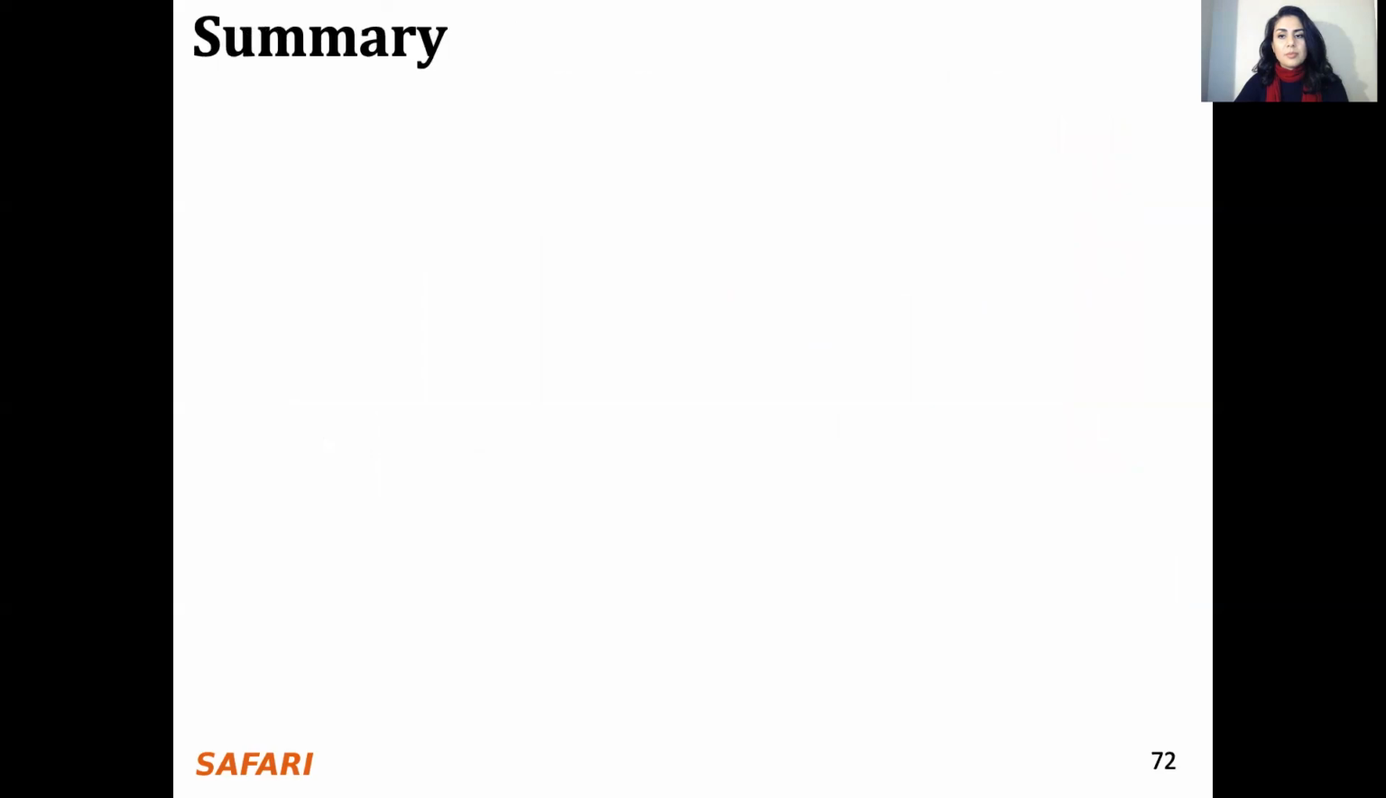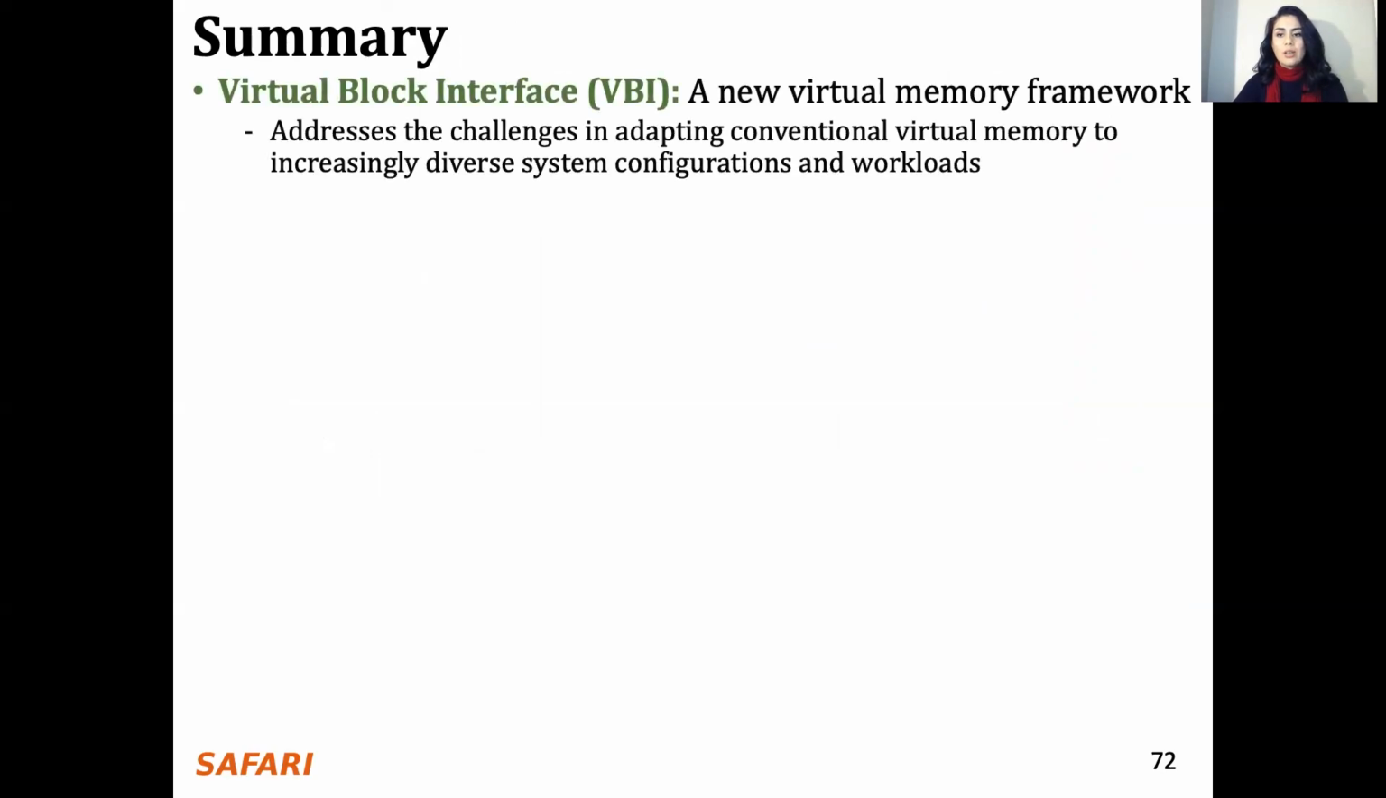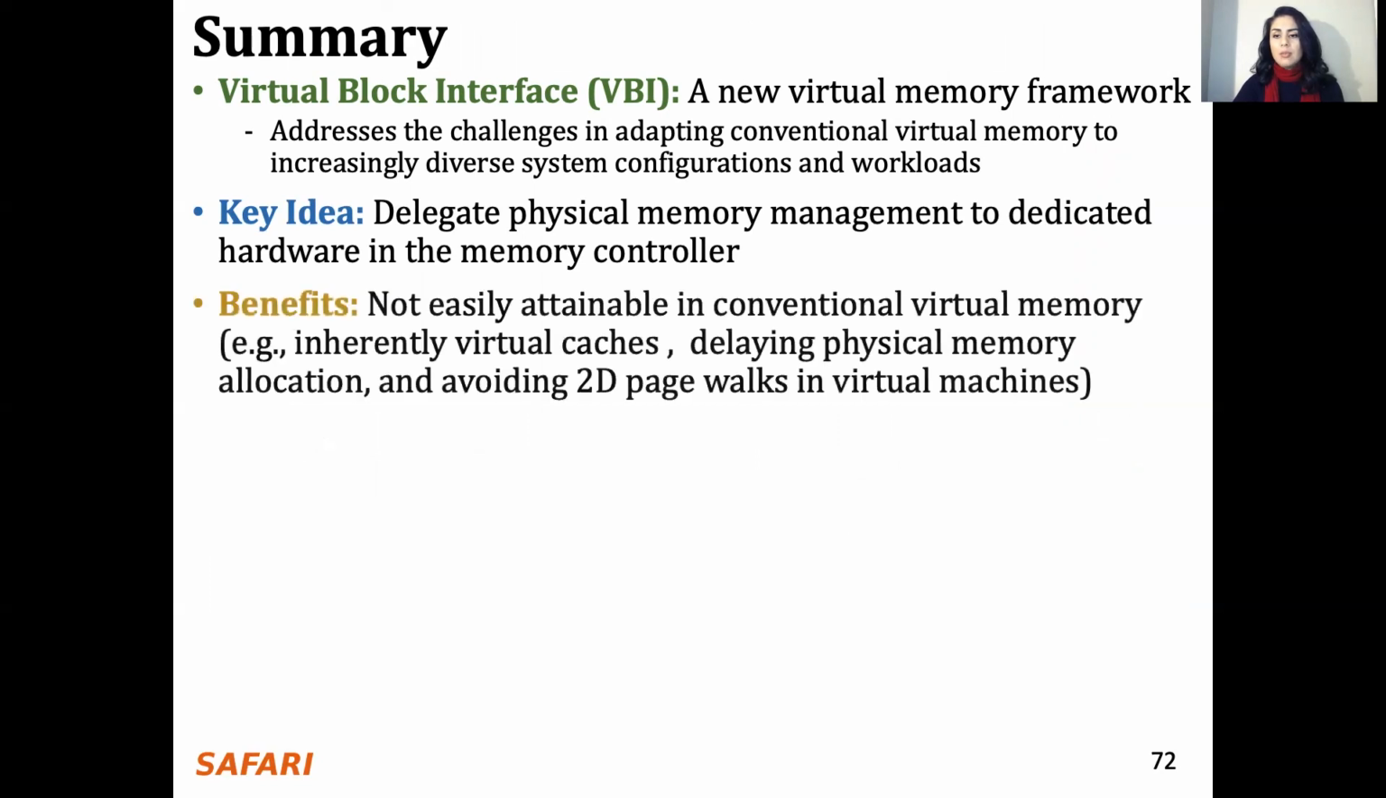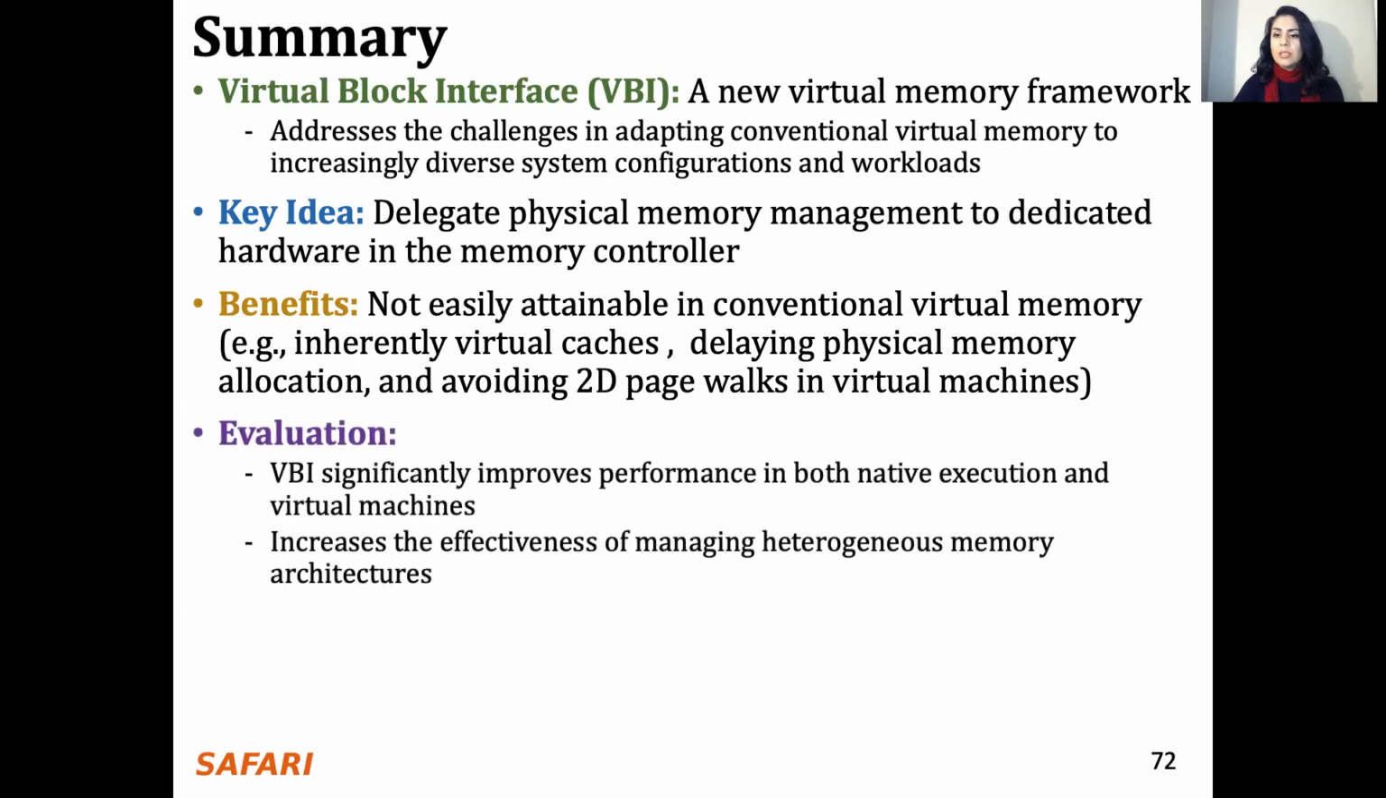Now let me conclude. We introduced the virtual block interface, a new virtual memory framework to address the challenges in adapting conventional virtual memory to increasingly diverse system configurations and workloads. The key idea of VBI is to delegate the physical memory management to a dedicated hardware in the memory controller. The memory controller-based memory management in VBI enables benefits not easily attainable in existing virtual memory, such as inherently virtual caches, delayed physical memory allocation, and avoiding two-dimensional page walks in virtual machines. We experimentally show that VBI significantly improves performance in both native execution and virtual machines and increases the effectiveness of managing heterogeneous main memory architectures.